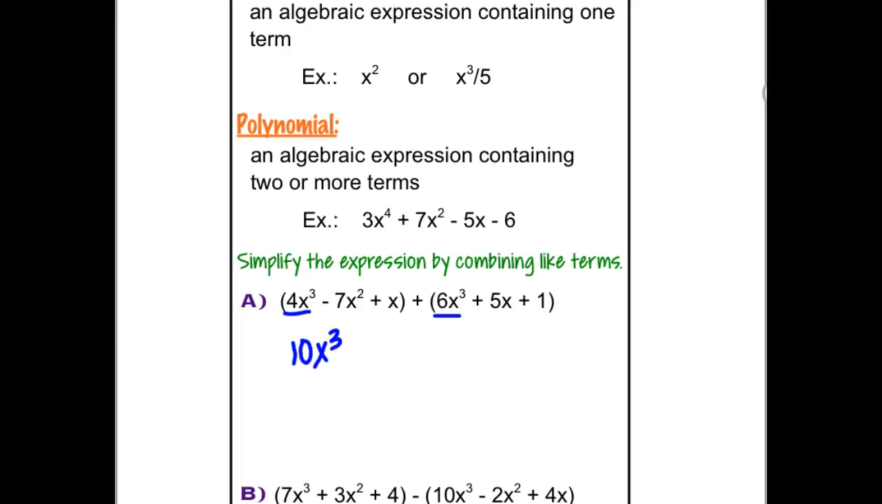We've got negative 7x squared. I like to keep the symbol in front of it, but there are no other x squareds. So we've got minus 7x squared. Then we have plus x and plus 5x, which gives me plus 6x. And then we got this lone plus 1 on the end. So 10x cubed minus 7x squared plus 6x plus 1 would be our solution.